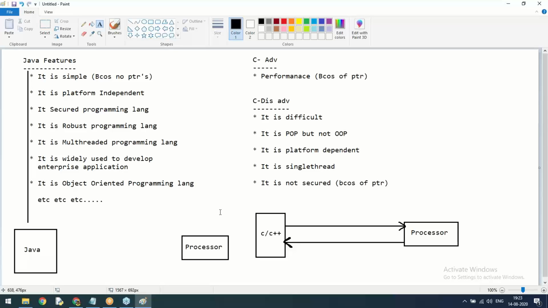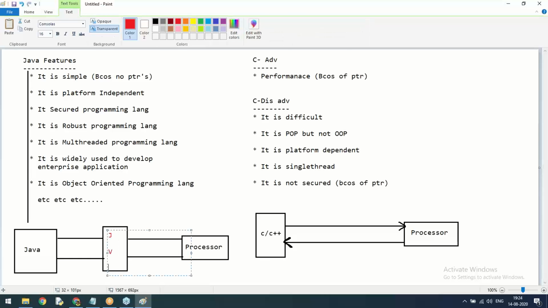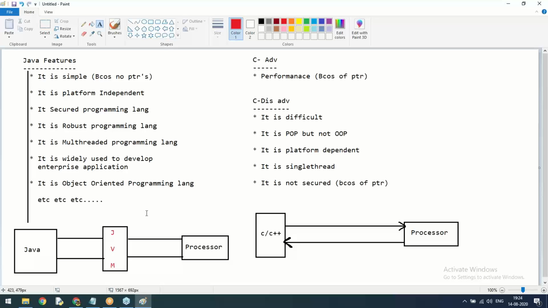Why can it not talk to the processor? Because there is no pointer. Wherever there is a pointer, direct communication happens; wherever there is no pointer, direct communication will not happen. Then how will the Java program execute? Through one mediator. What do you call this mediator? It is the Java Virtual Machine, JVM. Through the JVM, my Java program will be executed by the processor, but not directly.